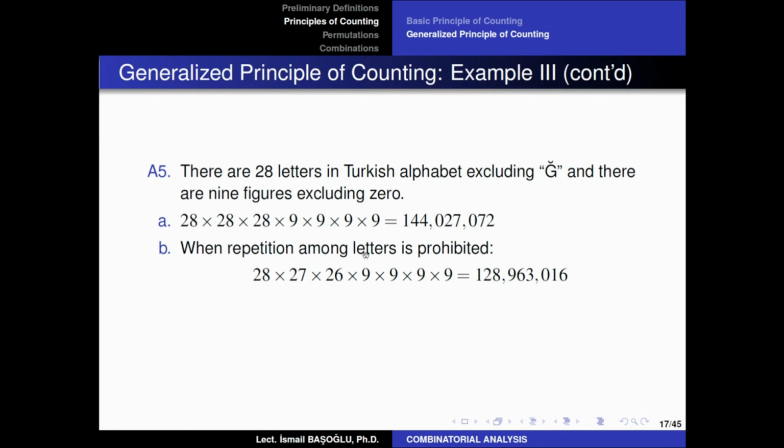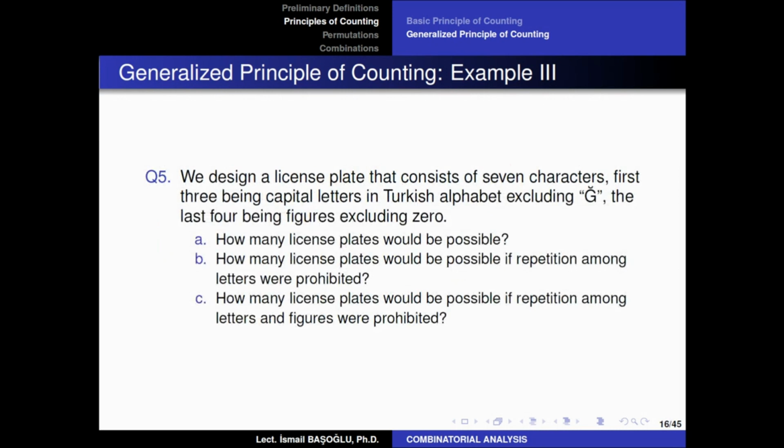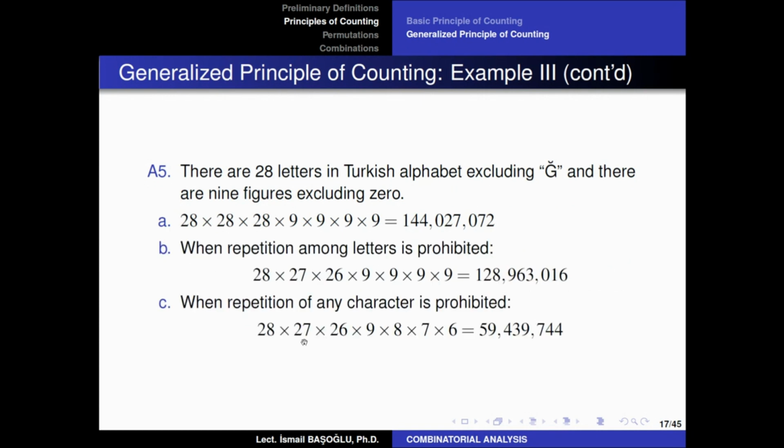Now, the last part of the question asks how many license plates we can create if repetition among letters and figures were prohibited. So repetition is also going to be forbidden for the figures, not just letters, in the last part of the question. In that case, we are going to apply the same logic as we have done for the letters to the figures as well. So when you determine the first figure, you have 9 choices.